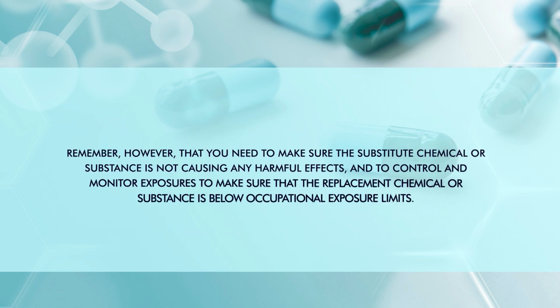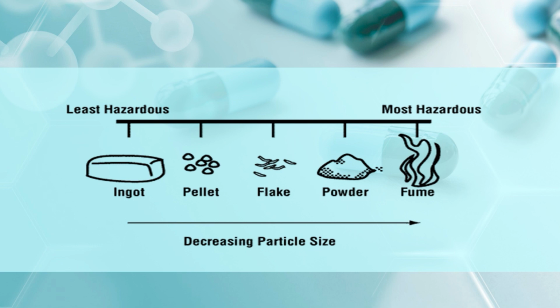One has to remember that we need to make sure the substitute chemicals or substances are not causing any harmful effect, and to control and monitor exposure to make sure that the replacement chemicals or substances are below occupational exposure limits. Another type of substitution is also there. For example, a dry dusty powder may be a significant inhalation hazard. But if this material can be purchased and used as pellets or crystals instead of powder, that will be most useful, with less exposure.